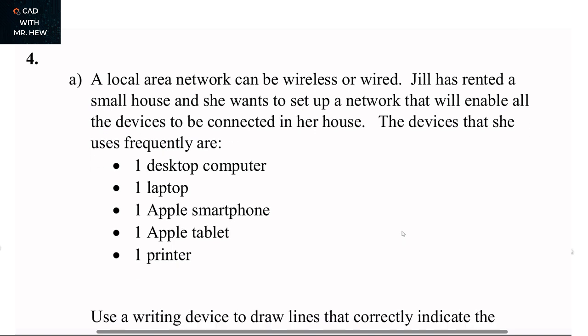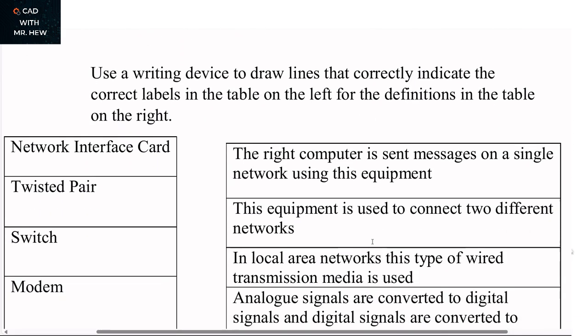Question 4. A. A local area network can be wireless or wired. Sheila has rented a small house and she wants to set up a network that will enable all the devices to be connected in her house. The devices that she uses frequently are: 1 desktop computer, 1 laptop, 1 Apple smartphone, 1 Apple tablet, and 1 printer. The question continues.